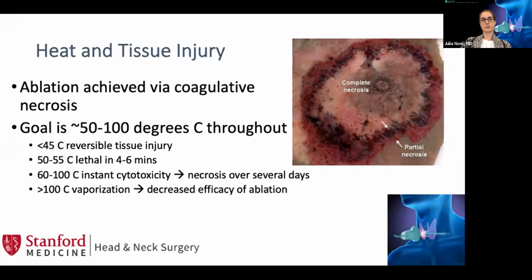But at temperatures greater than 100 degrees Celsius, vaporization and carbonization are induced, and this actually creates a char that serves to act as an insulator that actually impedes further ablation.